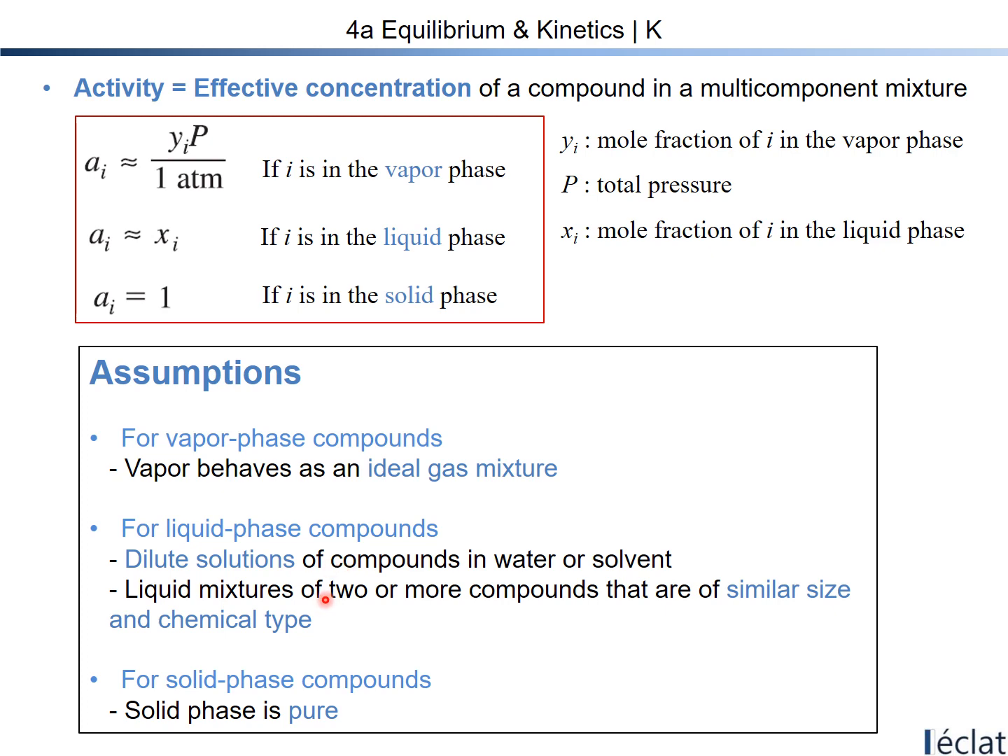The second type of liquid phase compound is the multi-component liquid mixtures. In this case, we will assume that the liquid molecules making the mixtures are of similar size and chemical types. It means we will not consider any specific interaction between the liquid molecules. For solid phase compounds, we will assume that solid phase is pure.